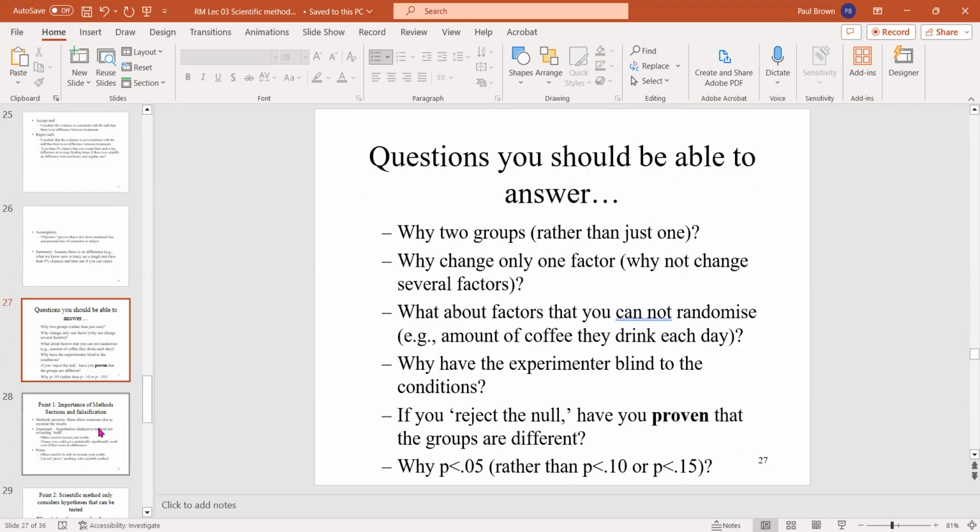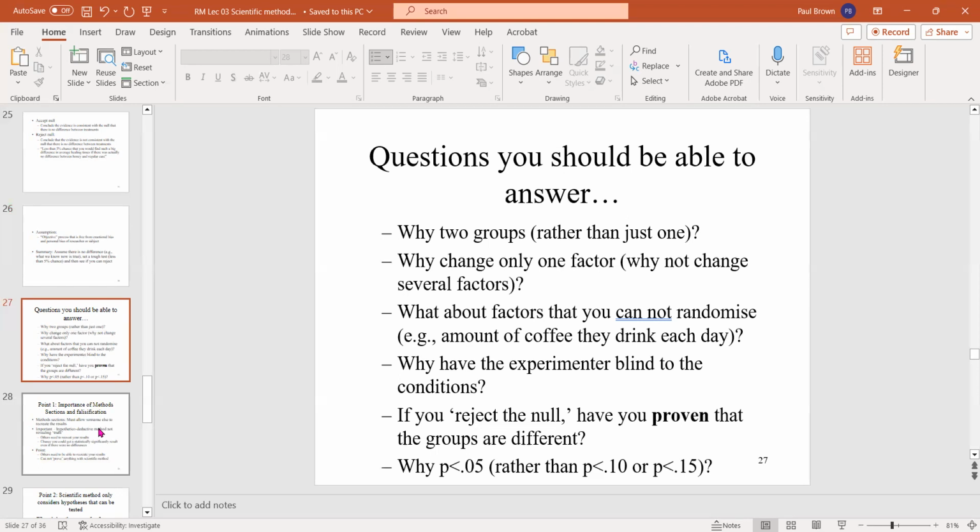Okay, so let's see if you can answer these questions. Why 2 groups rather than just one? Why wouldn't we do a randomized controlled trial with just 1 group? Need a comparison group, right? Why change only 1 factor? Why not change several factors? Because you won't know. Let's say you gave these people Manuka honey and had them watch cat videos, and you gave these people standard care and had them watch Australian rules football, then you wouldn't know whether the better healing was from the cat videos or the Manuka honey.